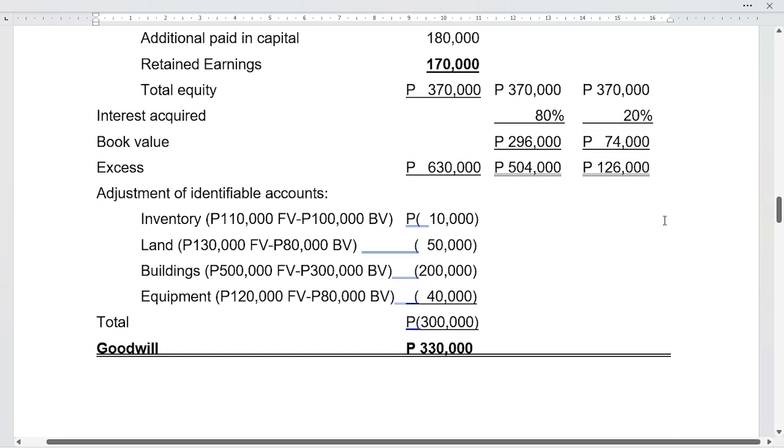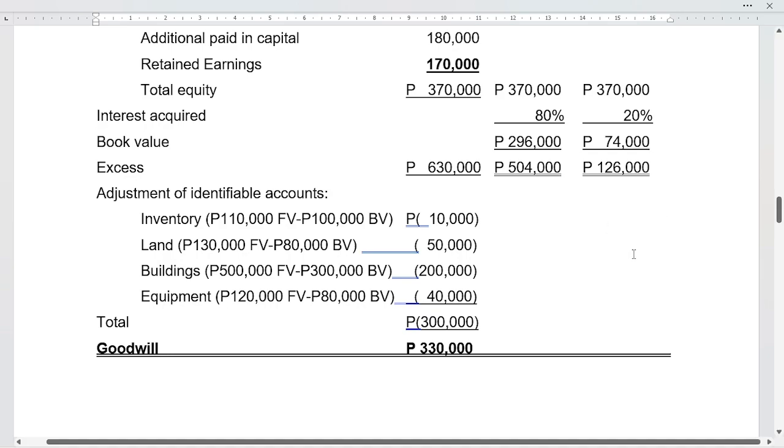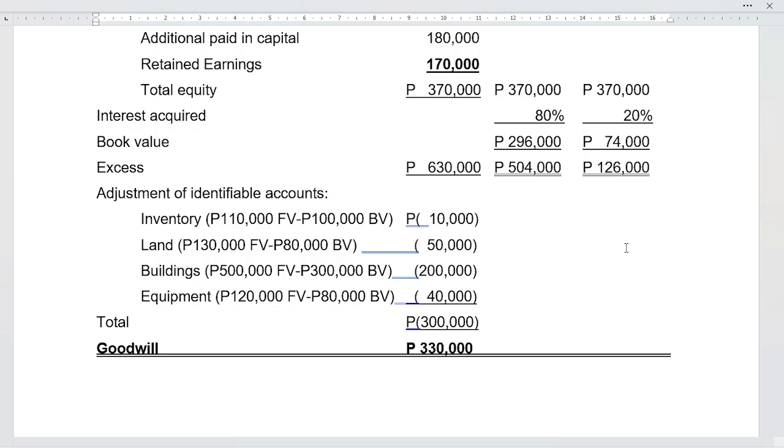For the adjustments of identifiable accounts, inventory has a fair value of 10,000, land has a fair value of 50,000, buildings have a fair value of 200,000, and equipment has a fair value of 40,000, with a total of 300,000 pesos. That will give us the goodwill of 330,000 pesos. We will get that by subtracting the total adjustment of identifiable accounts from the excess, which is 630,000 minus 300,000 pesos.